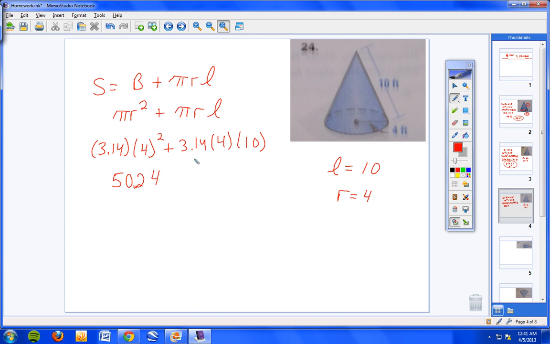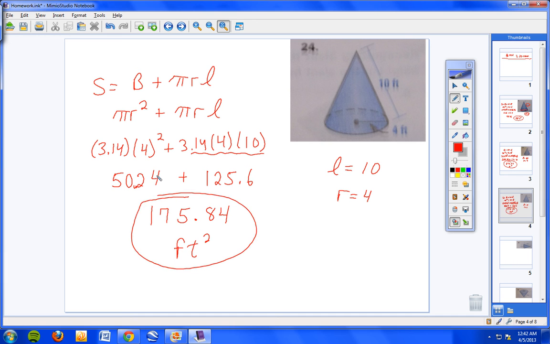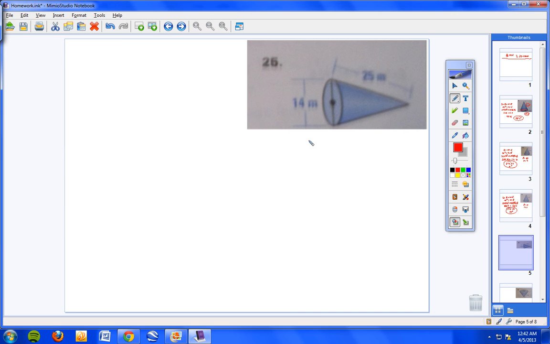And now let's go ahead and multiply these numbers here together. And let's see, we get 12.56, so 125.6 is what you would get. And if you add those two numbers together, you will get 175.84, and that would be feet squared. All right, let me check and make sure that is right. Yes, that is correct. And moving on to the next one, number 25.